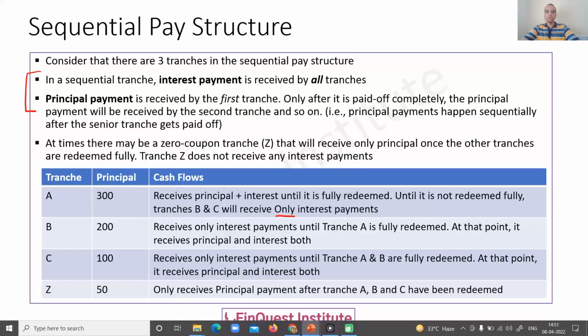Why is the name sequential pay? Because the way in which the payment happens is following a certain specific sequence. So specifically, if we focus on the principal payment, we can relate that with the nomenclature of sequential pay. That is, the senior most tranche receives the first principal repayment in entirety, then the following tranches.